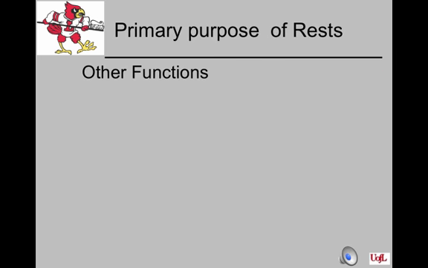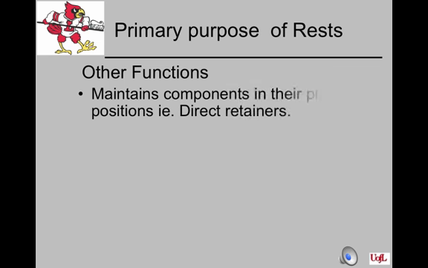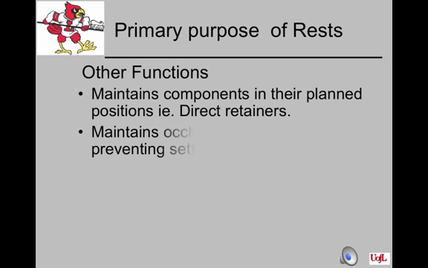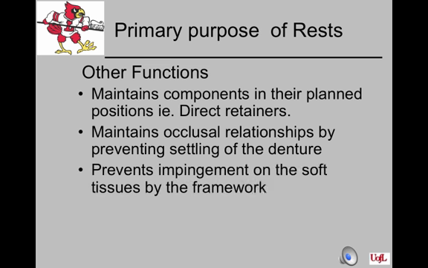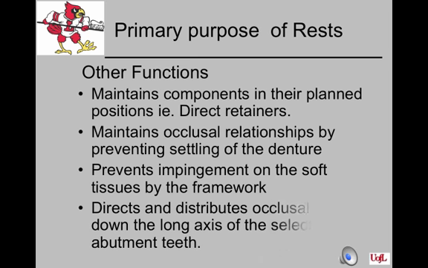The primary purpose of the rest is to provide vertical support for the partial denture, but it has other functions. One, it maintains the components in their planned positions, like the direct retainers and the reciprocal components. It also maintains occlusal relationships by preventing settling of the denture. It prevents impingement of the soft tissues by the framework, and it directs and distributes occlusal forces to the selected abutment teeth.